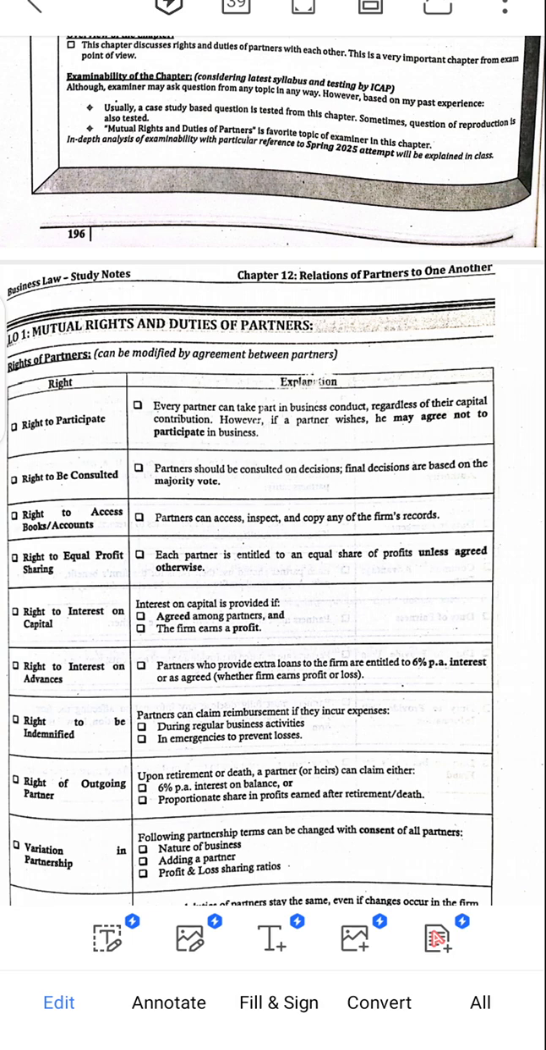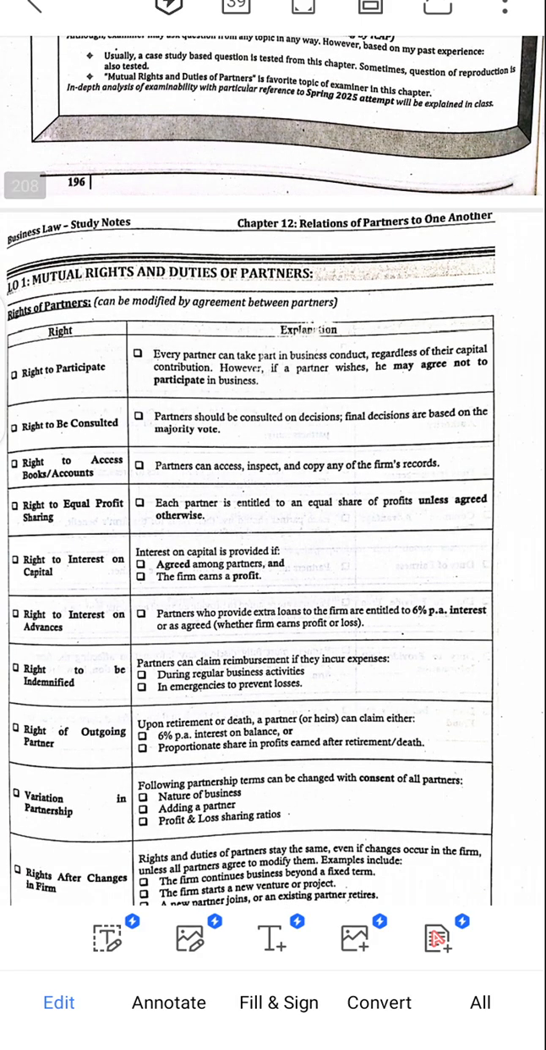Then we have the right to access books and accounts. So he will look at all the books, accounts, and all the necessary transactions that occur for the partnership. Partners can access and inspect any copy, any form of the firm's records. So he may check the internal records to see whether the firm is showing its transparency or not.